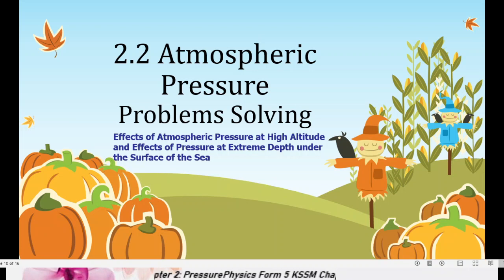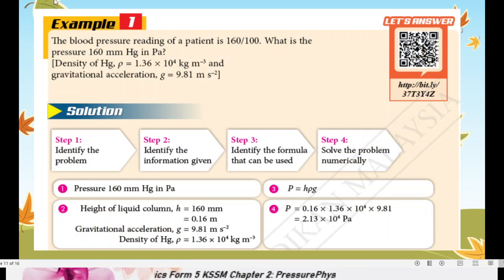Continue 2.2 atmospheric pressure. We'll discuss problem solving and also effects of atmospheric pressure at high altitude and effects of pressure at extreme depth under the surface of the sea. Let's look at some examples on this problem solving part.